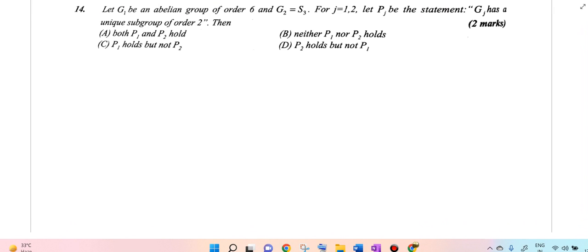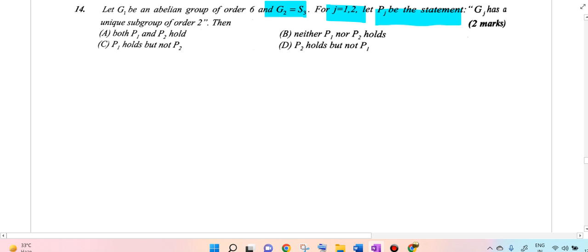So G1 is an abelian group of order 6, G2 equals S3, and for j equal to 1, 2, Pj is the statement: Gj has a unique subgroup of order 2. So are they holding or not? Here, let G1 be an abelian group of order 6. G2 equals S3.